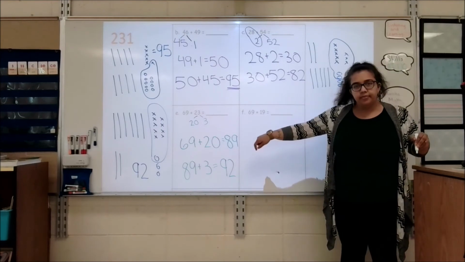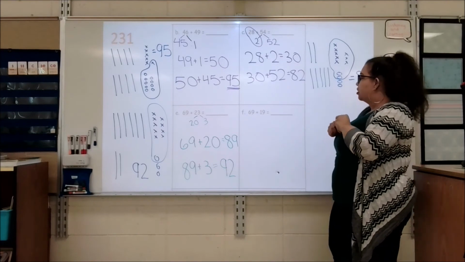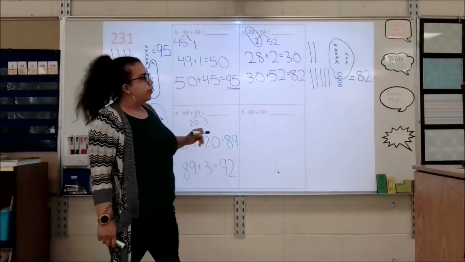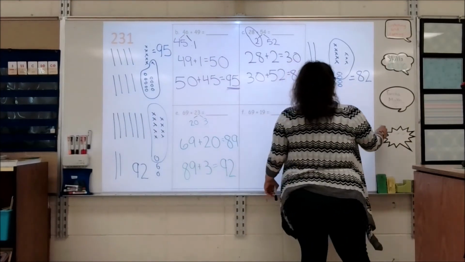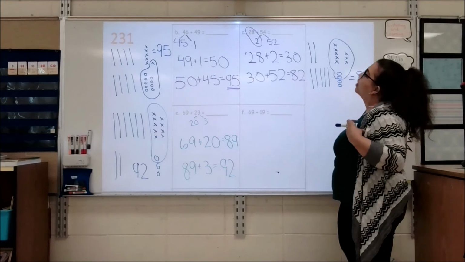So did we do a good job? We did do a good job. We have the right stuff happening here. My pictures and my numbers match. Again, we're going to do the same thing for letter F, following the same idea of adding the tens together first and then adding the ones together.